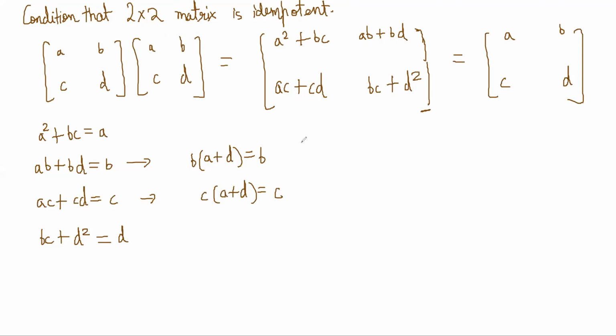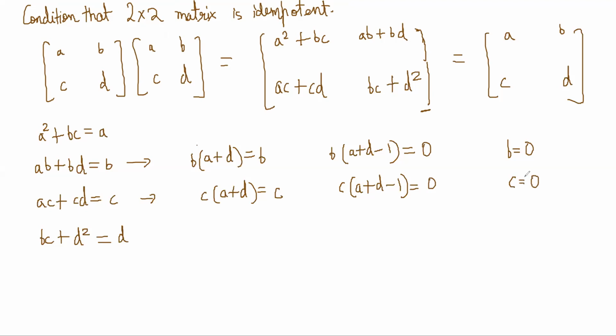So this implies B times A plus D minus 1 is equal to 0, right? And C times A plus D minus 1 is equal to 0. There are two cases when this can happen. B can be 0 or A plus D is 1, right? If B is 0, then C also must be 0, right?